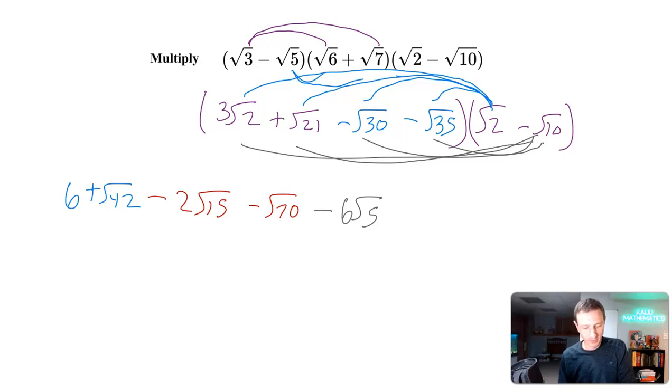Next, negative square root of 10 times positive square root of 21. So that's going to be negative. I'm just going to leave that there as negative. Just going to throw in that sign there so I don't forget about that. It's an easy mistake to make. So then we have square root of 21 times the square root of 10.